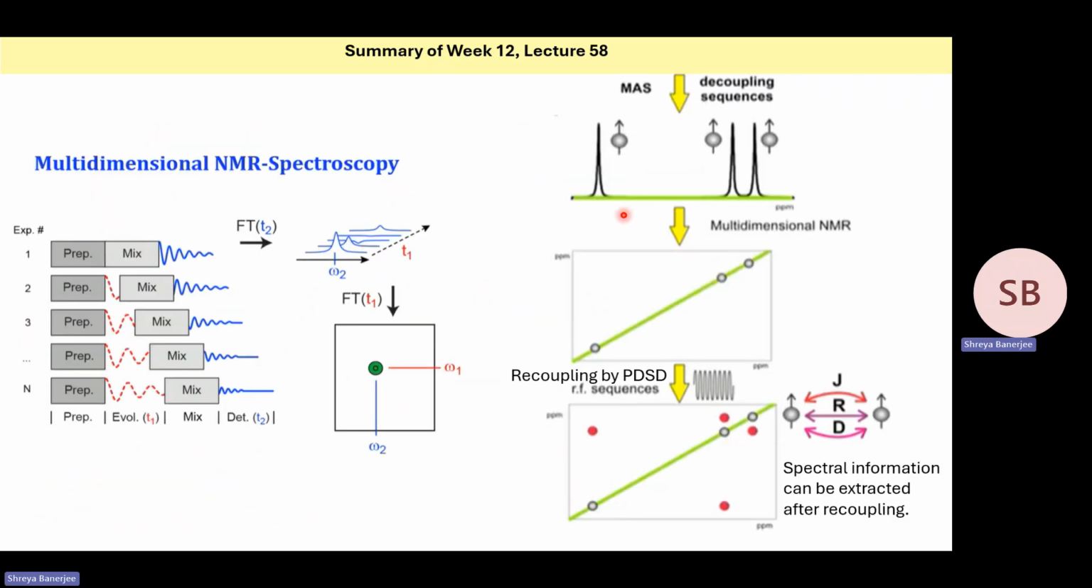So you can see here, initially we are doing the magic angle spinning, that is the decoupling sequences, and we are getting sharp peaks.